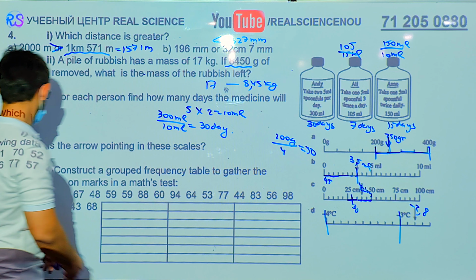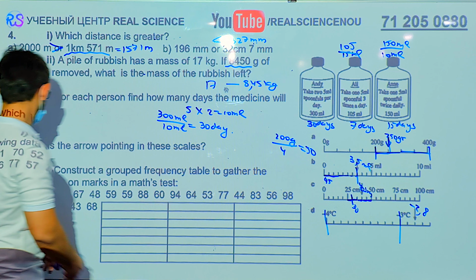So, how many students are there? 24. Okay. What is the minimum number here? 41, right? And what is the maximum number? 98. Yes? Did you score that much? I hope it is not 41 exactly. So, you can group your data from 40 to 49.